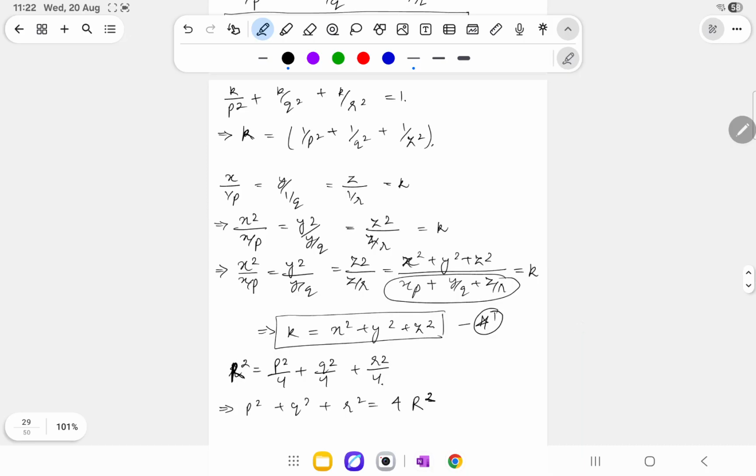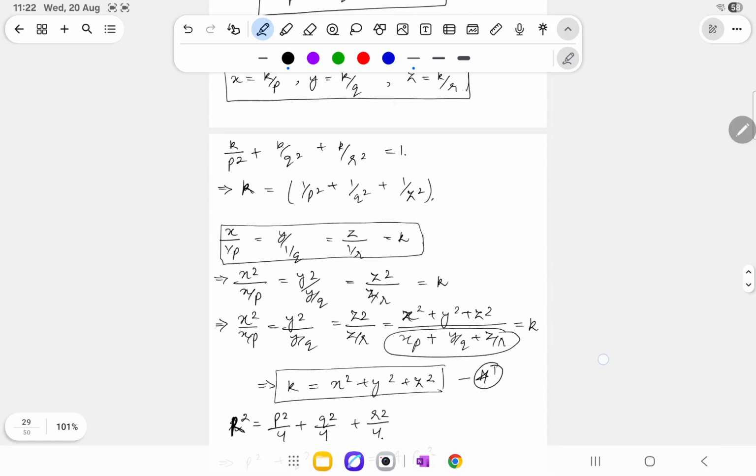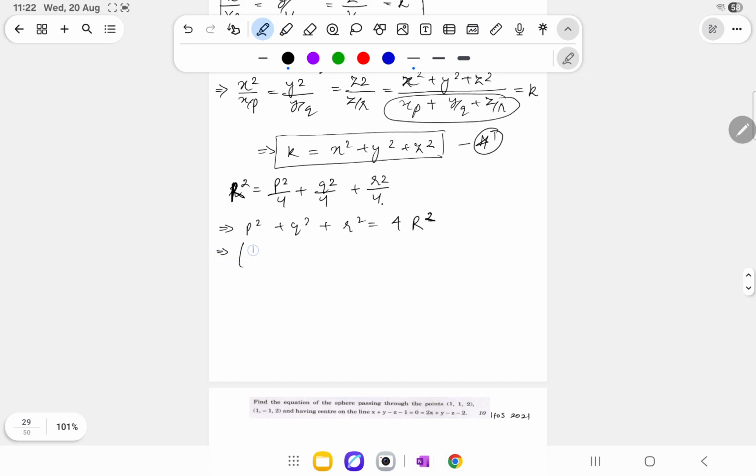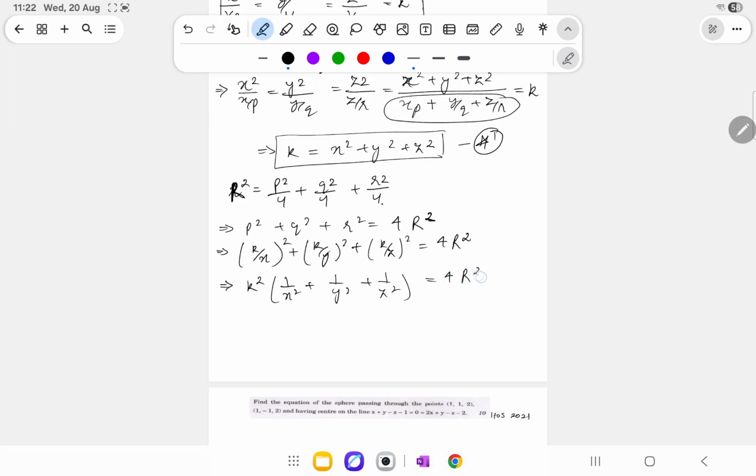Also from this result I can basically find value of p, q and r. Yeah, from this here I can find value of my p, q and r. So my p will be k upon x square, q is k upon y square, and r is k upon z square, which is equals to 4 capital R square. So on simplifying it, it will be k square times 1 by x square plus 1 by y square plus 1 by z square equals to 4 capital R square.